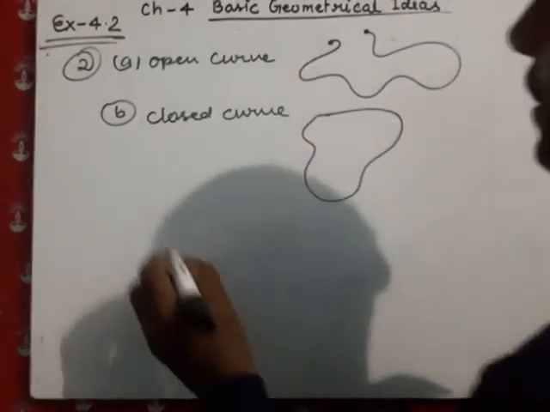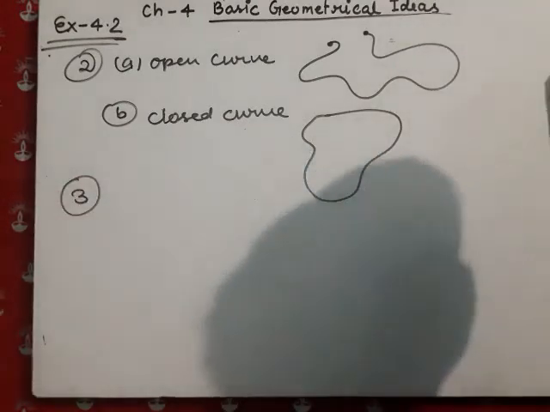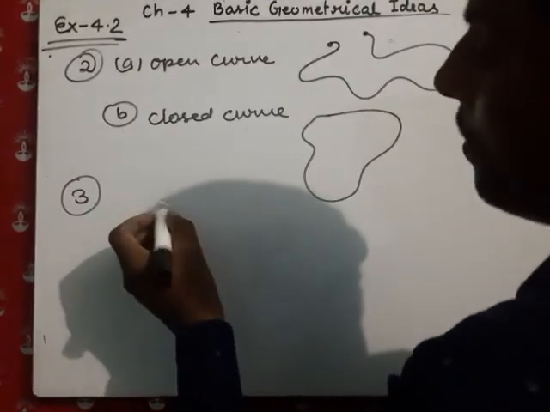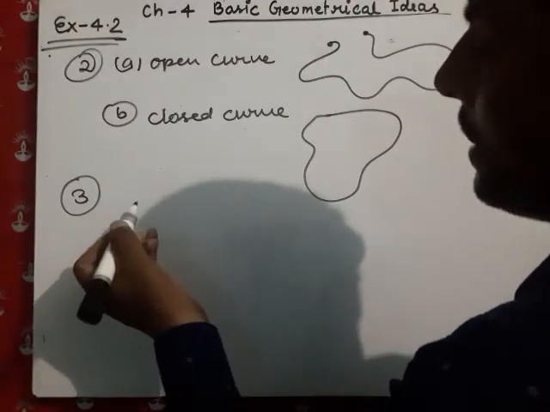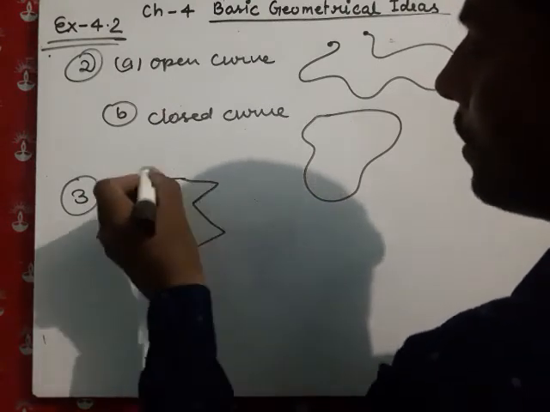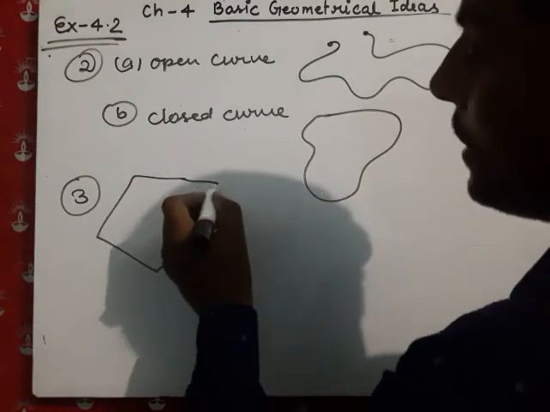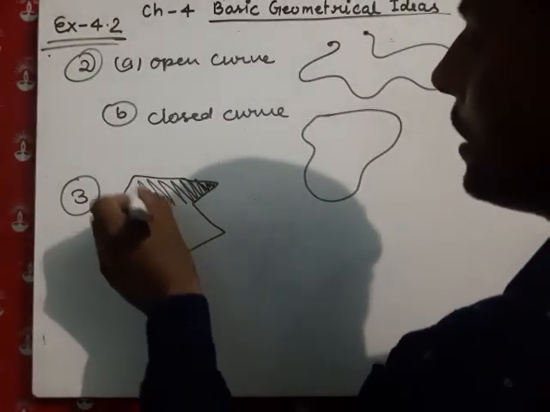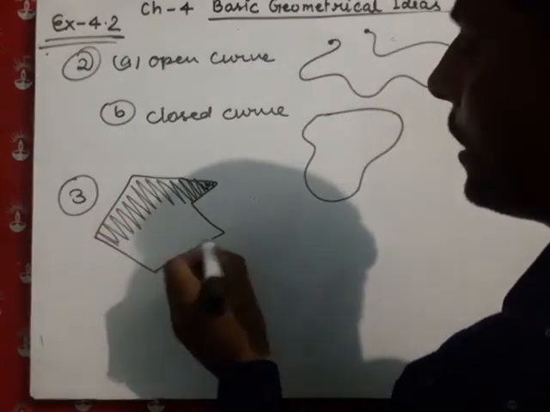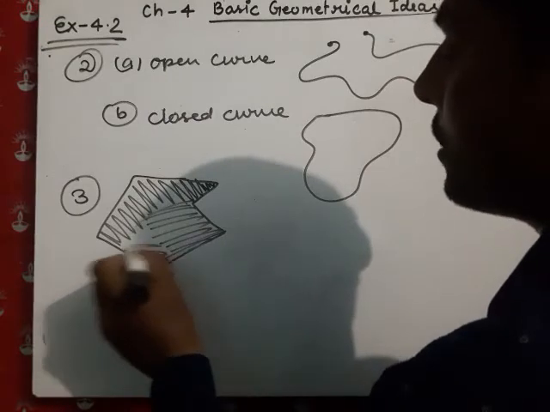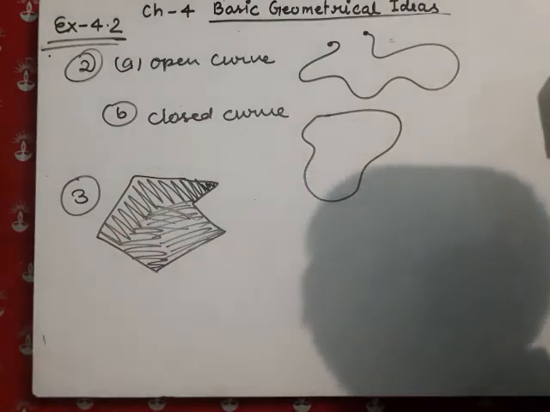Now going to question number 3. Here the question is asking to draw any polygon and shade its interior. A polygon means a figure drawn using line segments. So this is a polygon. It doesn't matter, the question is saying that you can draw it in any manner. Here we have to shade its interior. So I am going to shade its interior. This is the interior part, that is the shaded region.